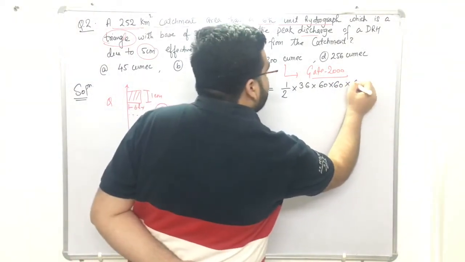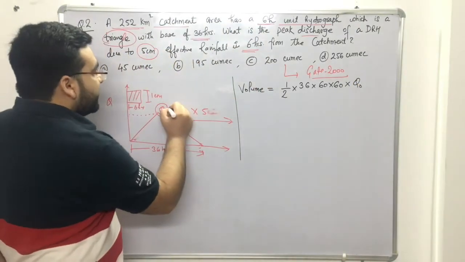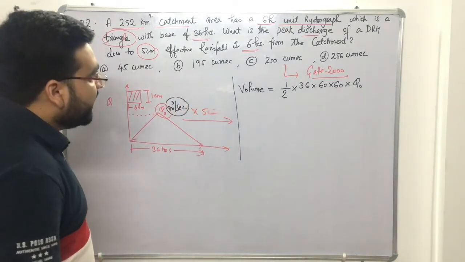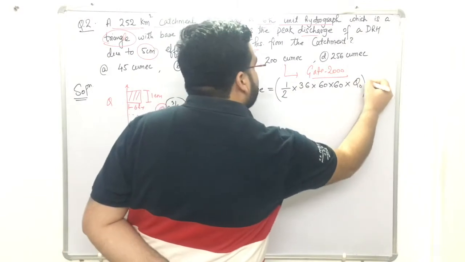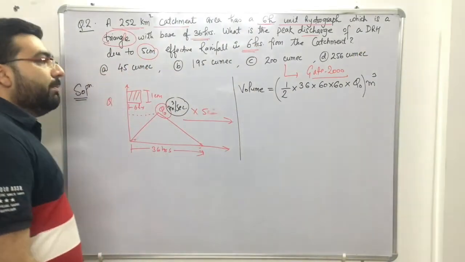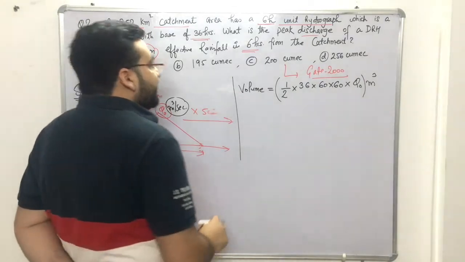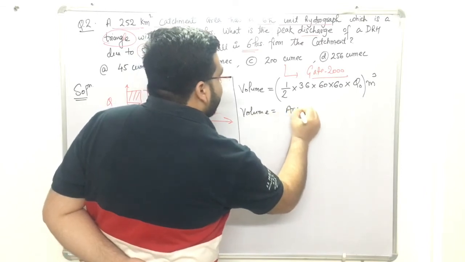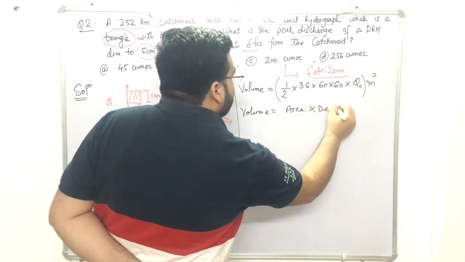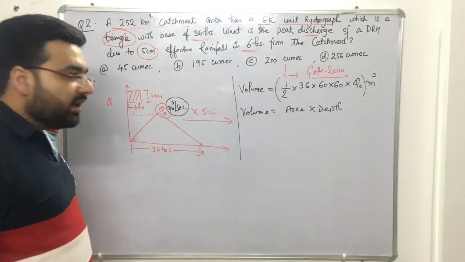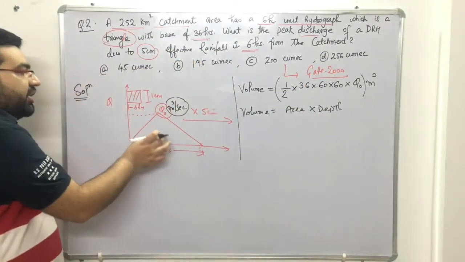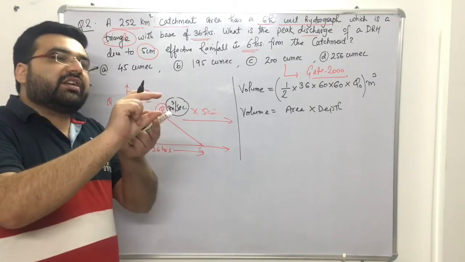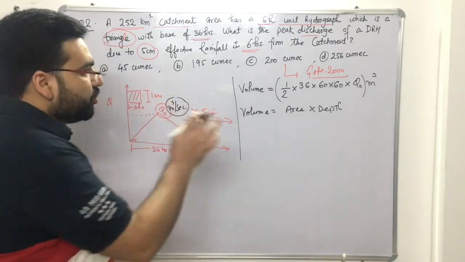So let this be Q naught, and let this Q naught be in meter cube per second. Clear? Okay. Now this volume I have got in meter cube. Right? I also know that volume is equal to area into depth. Clear? Now, how much is depth? You know that a unit hydrograph is a special type of direct runoff hydrograph in which the depth of the rainfall excess is 1 unit or 1 centimeter. So it is 1 centimeter.